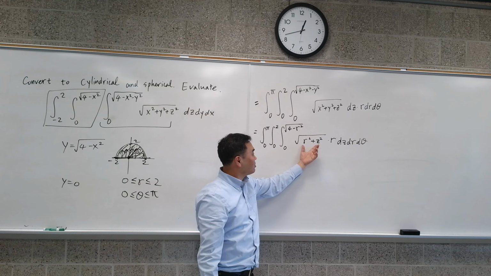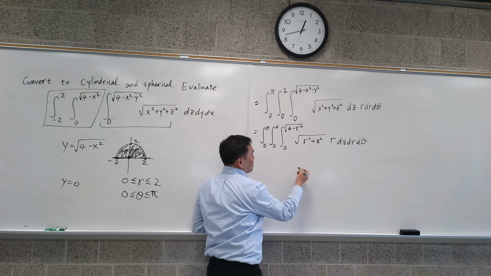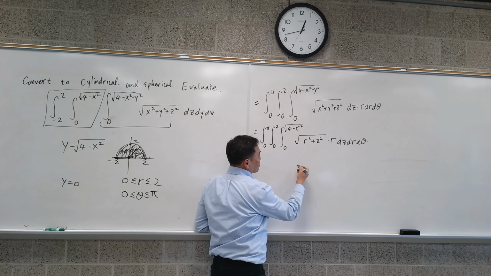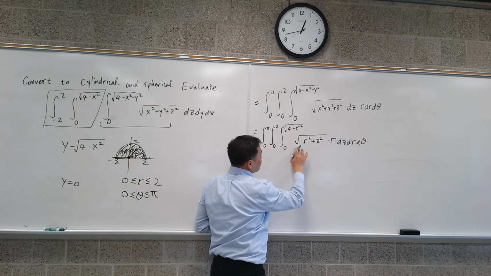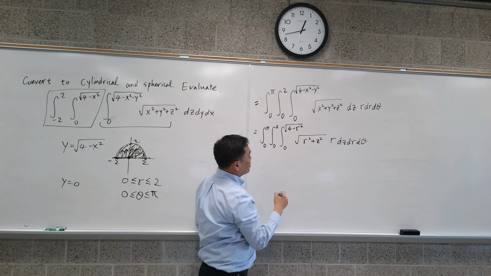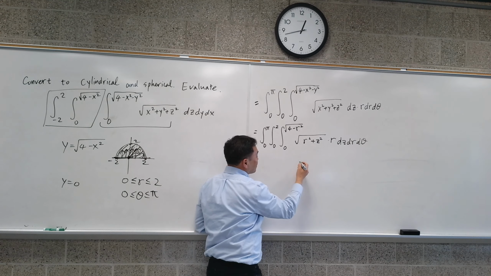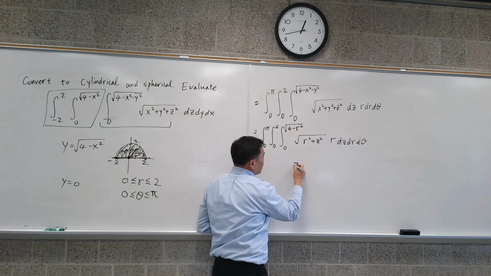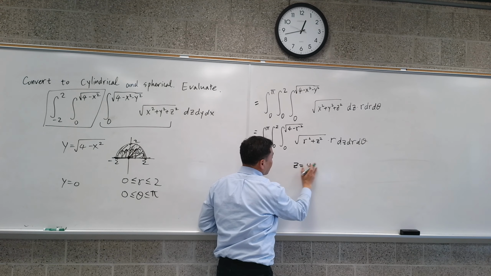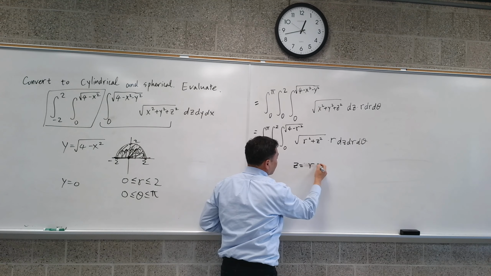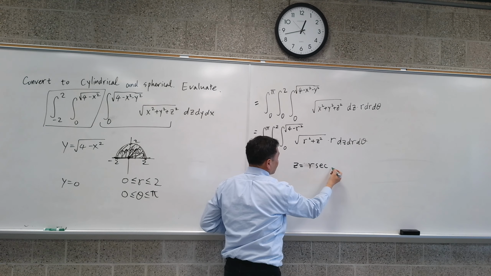Now cylindrical, this is slightly better than this one. At least here you can immediately see that the means to change this will be, you write this as z equals r times secant of some angle. I can't use theta, so let's say phi.